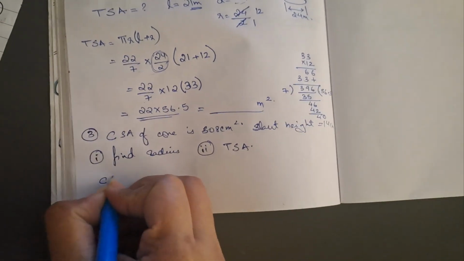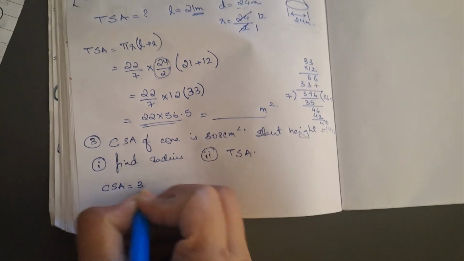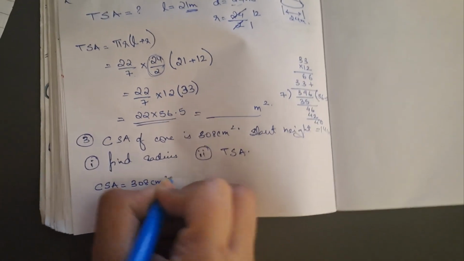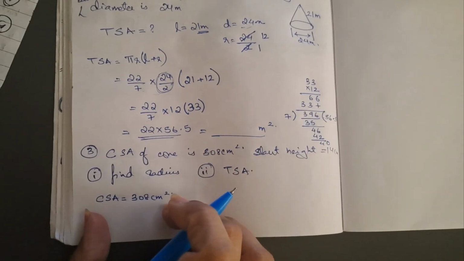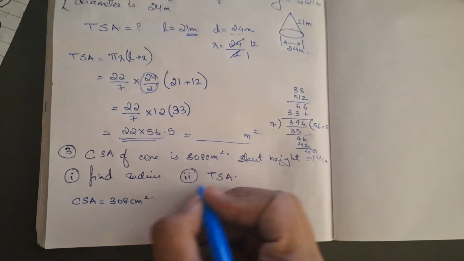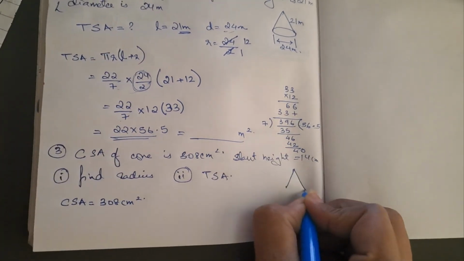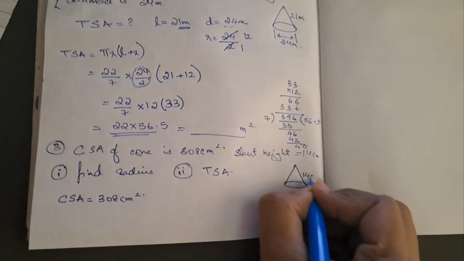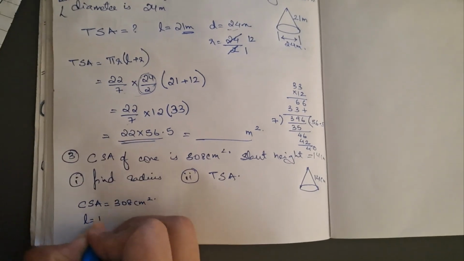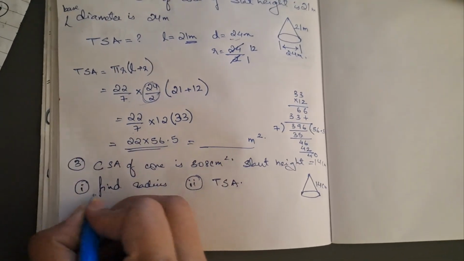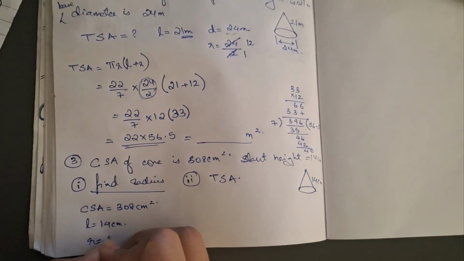The CSA is given to me as 308 centimeters square. Whatever information is given, I'm going to write it down. The slant height is 14 centimeters. So this is the slant height, that is 14 centimeters is given to me. L is equal to 14 centimeters. And then they're asking to find the radius. R is equal to how much?